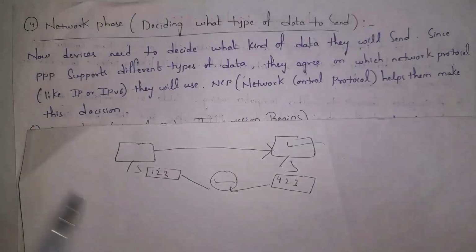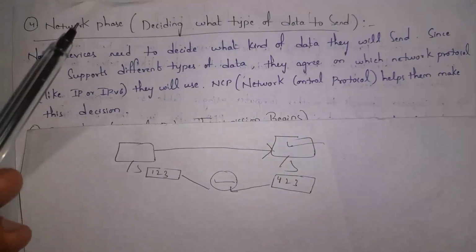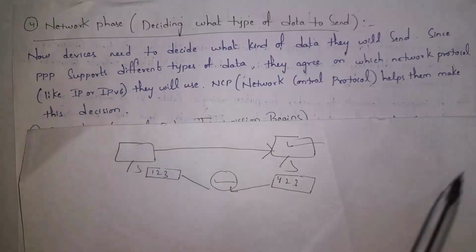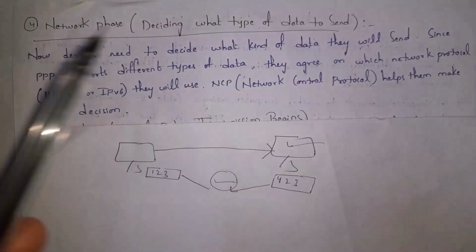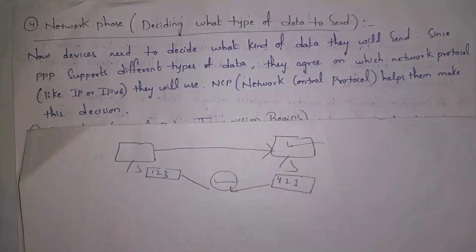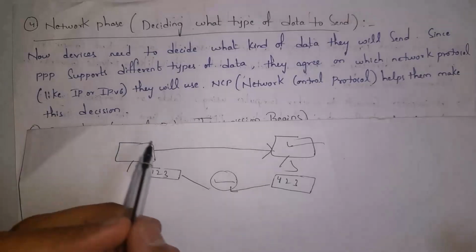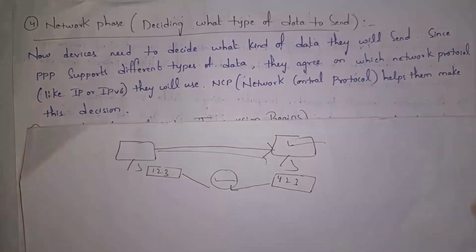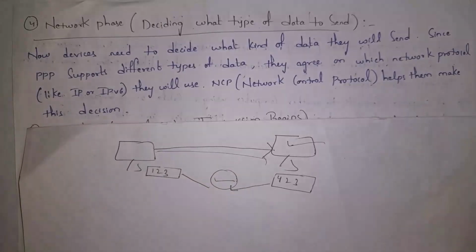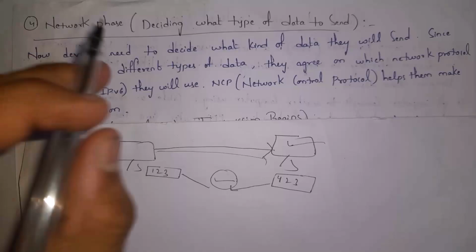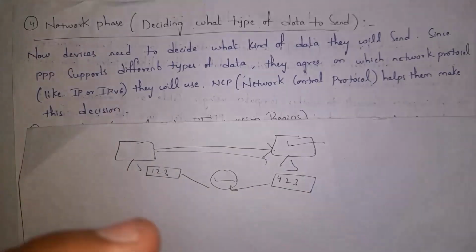And fourth phase is network phase. In network phase, devices need to decide what kind of data they will send. Since PPP supports different types of data, they also need to decide which protocol they will use, like IP or IPv6. Thus normally we will send different types of data like images, PDF files, songs, videos, etc. So in network phase, devices need to decide what kind of data they will send.